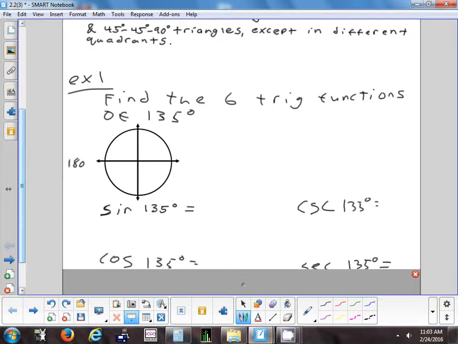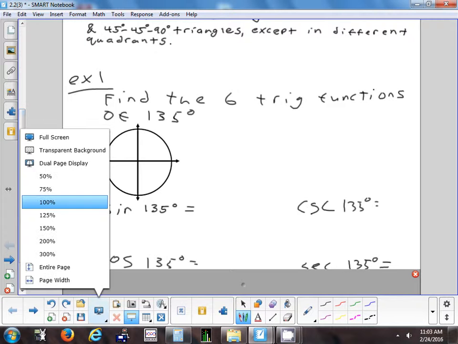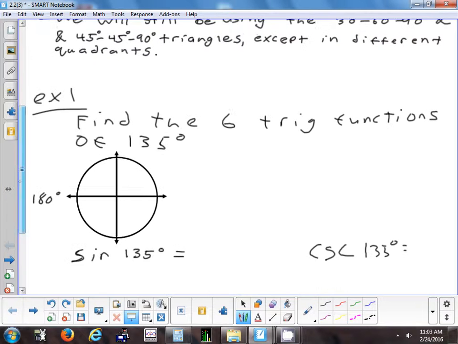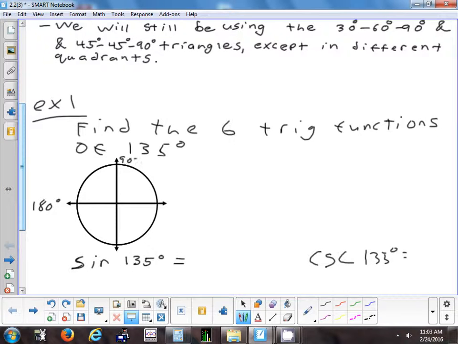So here's 180. This would be 90. Where's 135 in relationship to 90 and 180? Do you think it's closer to 90, closer to 180, or right in the middle? It's right in the middle. 135 is 45 degrees past 90, but it's still 45 degrees away from 180.